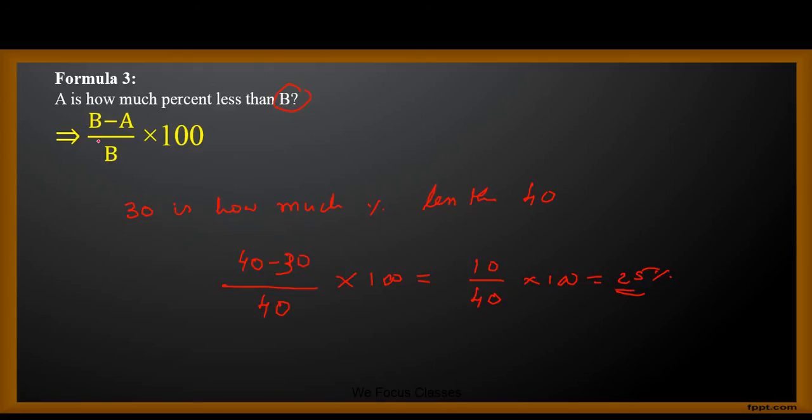Remember, A is how much percent less than B. From the statement we can say that A is less than B. We have to take the value B minus A. That is the required value. What is the reference value? Again B is the reference value. So 30 is how much less than 40 means 40 minus 30 by 40 into 100.